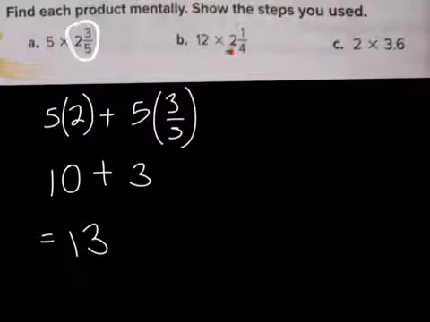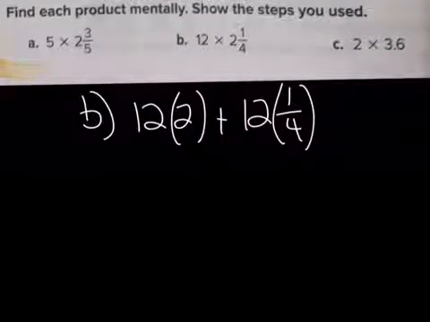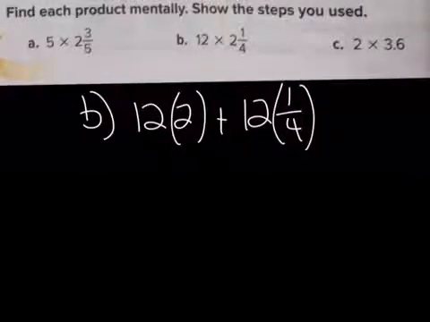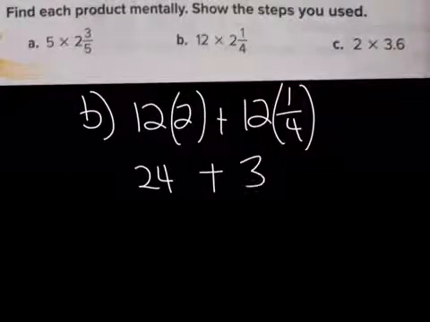Remember to separate this expression. It would be 12 times 2 and 12 times 1/4. And over here would be 2 times 3 and then 2 times 6/10, which is the same as 3/5, as we have here. Don't forget. So I've used the distributive property to break this up. I've distributed, and I have 12 times 2, which is 24, plus 1/4 of 12 is 3 again. Okay, and now I have 27.